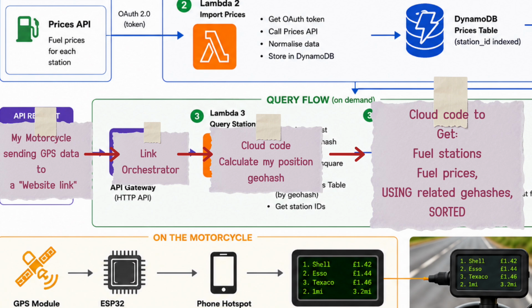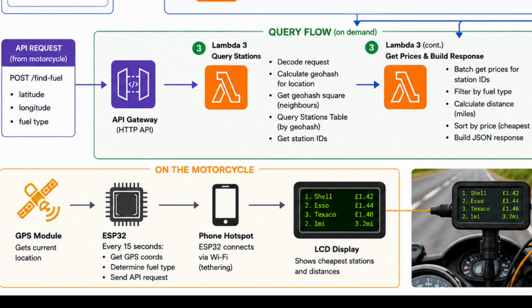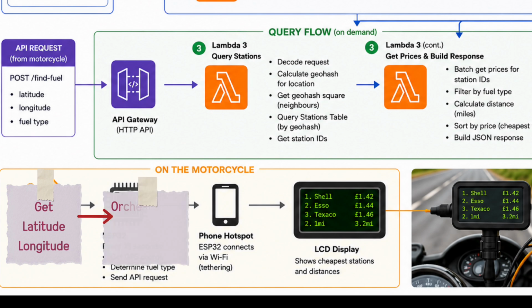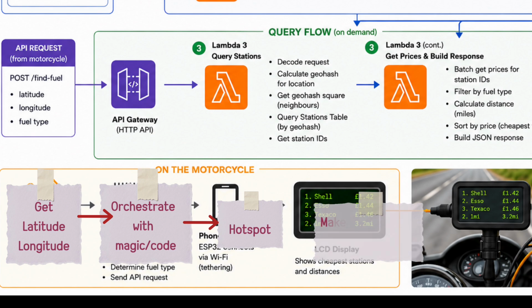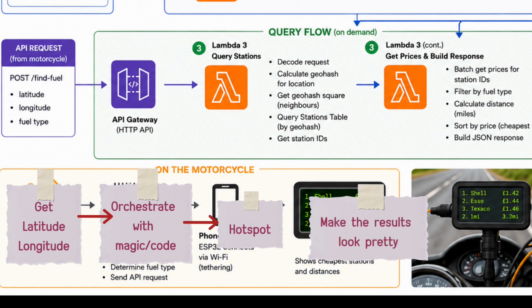device is cheapest first. And finally, we've got the hardware, a physical GPS module where I can get the latitude and longitude of my position every so often. We've got an ESP32 that allows me to orchestrate all of this with magic, or I suppose code. I'm hotspotting to my phone to be able to make these API calls to my API. And then I've got an LCD screen to show these results and make them look pretty.